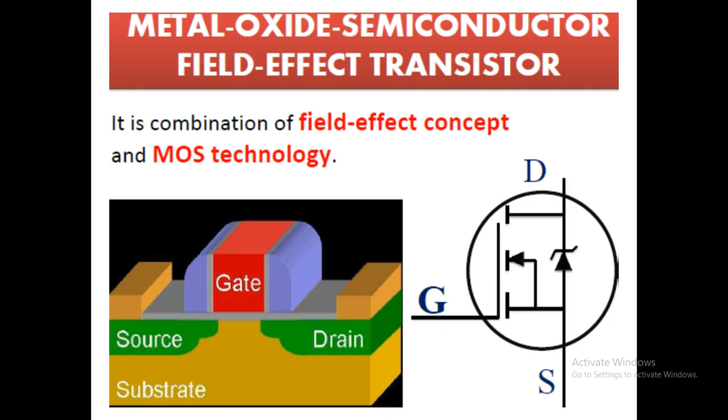Depending upon the type of MOSFET, if it is a P channel, the induced channel will consist of majority holes, and if it is an N channel, the induced channel will consist of majority electrons.